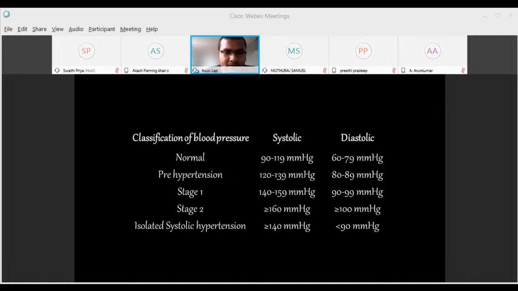Okay, and what do you mean by isolated systolic hypertension? It is when the systolic pressure is high, but the diastolic pressure is normal. It can occur naturally with age, or it can be caused by a variety of health conditions, including anemia and diabetes mellitus. Mostly patients who have anemia and diabetes mellitus will have this isolated systolic hypertension. The diastolic pressure is less than 90, so we consider that as normal.